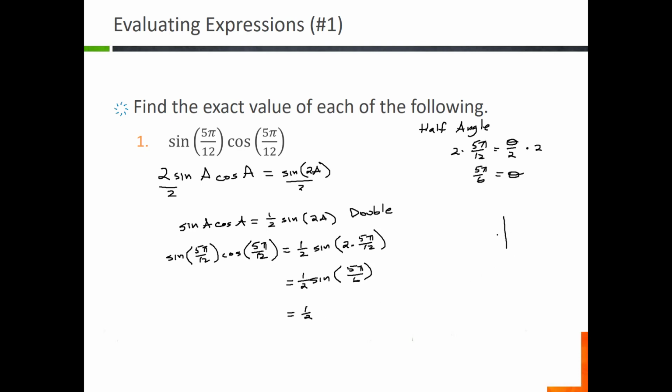Again, we know the sine of pi over 6 is 1/2. But 5 pi over 6 is in the second quadrant. But we know sine is positive in the second quadrant, so this is still going to be 1/2. So we have 1/2 times the sine, which turns out to be 1/2, and 1/2 times 1/2 turns out to be 1/4. So the sine of 5 pi over 12 times the cosine of 5 pi over 12 turns out to be 1/4.